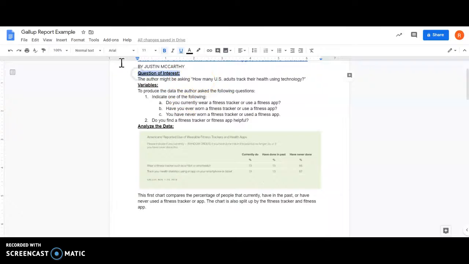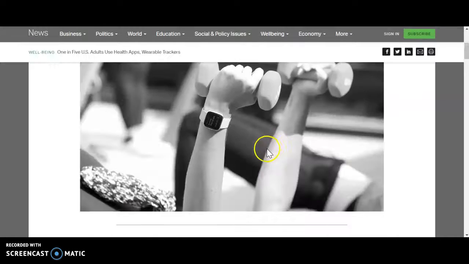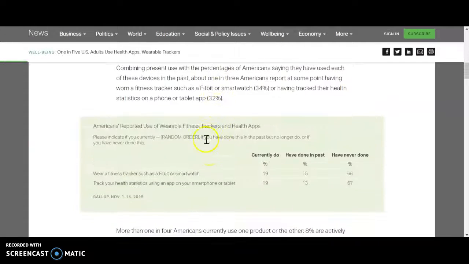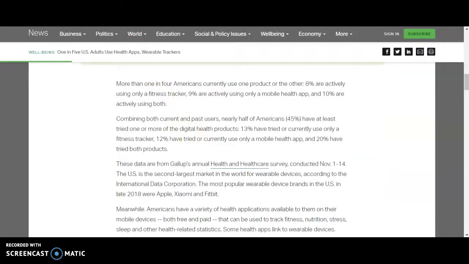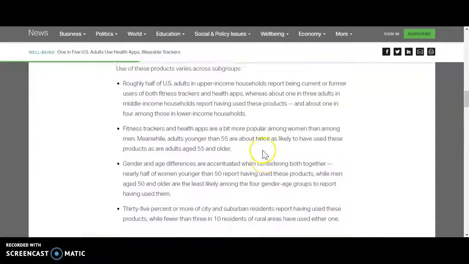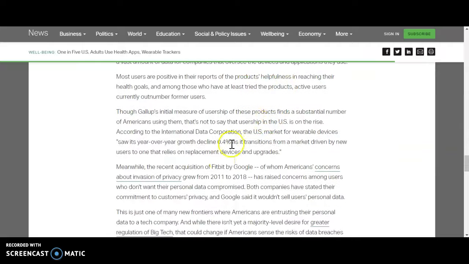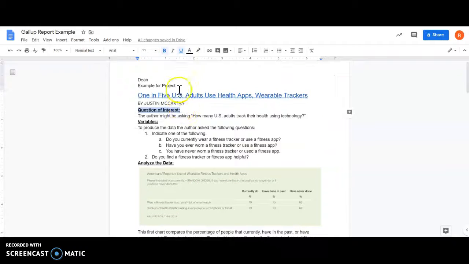And so we continue to go through it, and I again have organization. Hey, what's the question of interest? So looking through the article, this is not a question, that's a title, but it looks like he just wants to know what I went ahead and I wrote how many U.S. adults track their health using technology. And that's kind of clear to me down at the bottom line as well. He talks about the technology being a problem. And so I think that's probably his question overall.